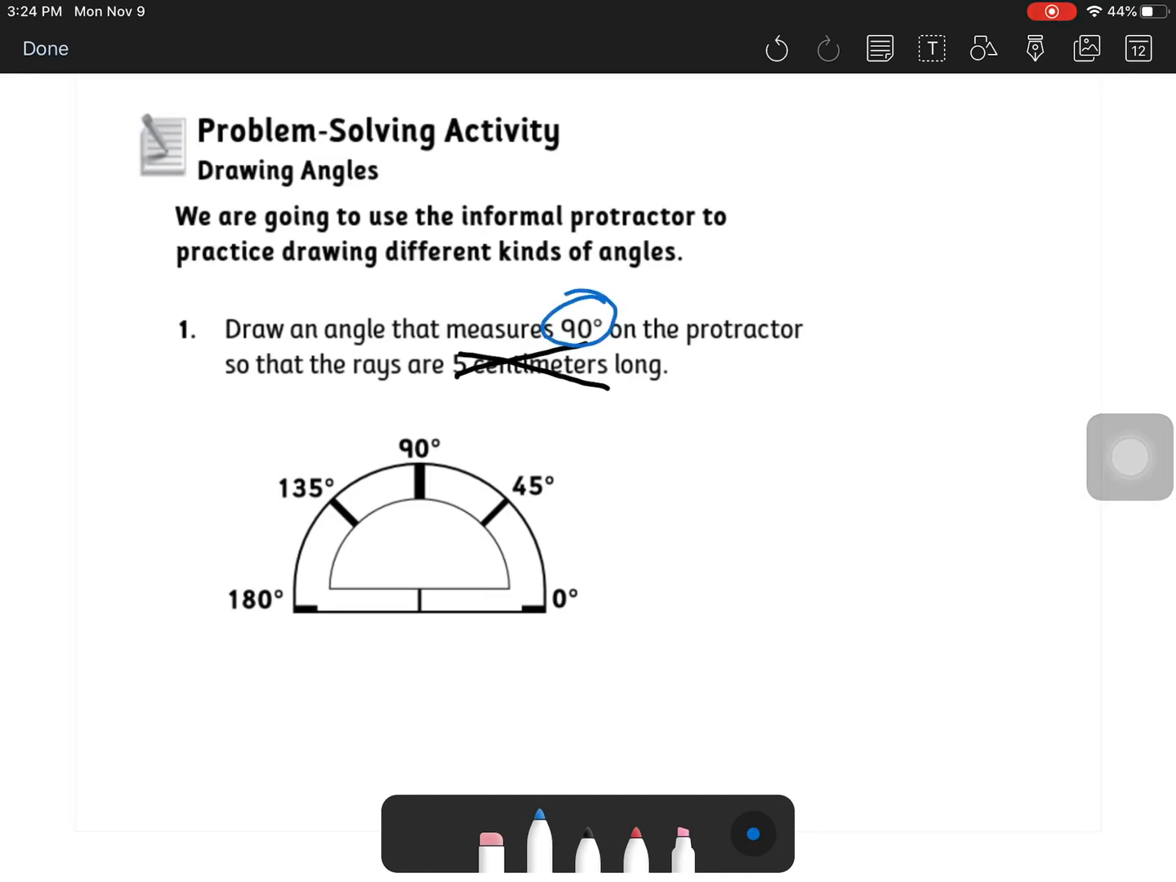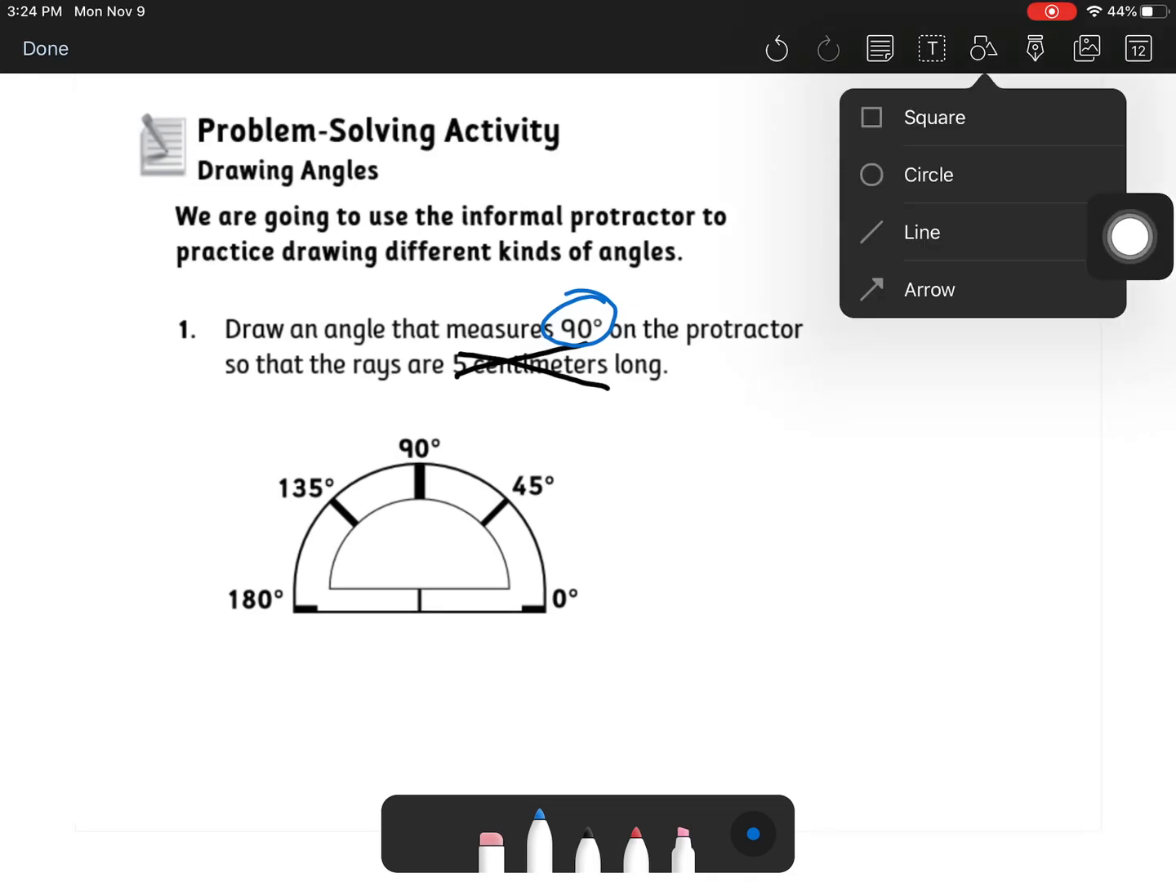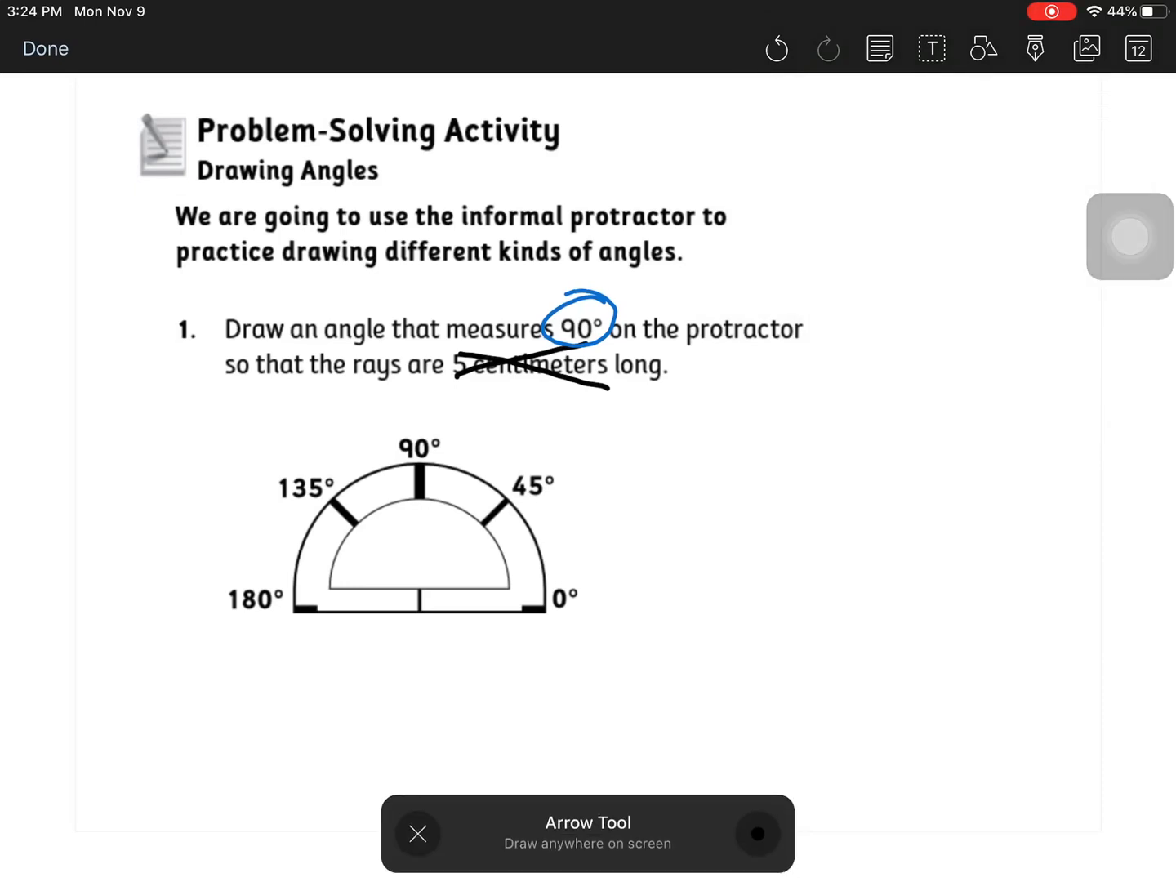Okay, now if you saved it to your OneDrive and you've opened it up, you should have this little, see I've got some shapes right there. If you tap on that, it allows you to use this arrow tool, which is kind of nice for doing this. So if we're going to draw a 90-degree angle, always start with your pencil right here in this little middle bar that goes up and down.